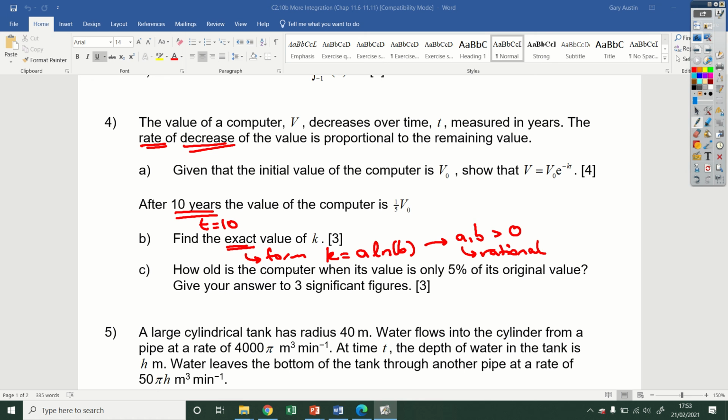And then for part C, how old is the computer when its value is only 5% of its original value? I wouldn't use 5% in your equation. I'd turn that into something more manageable to use, as 0.05. And then it's asking for how old, so that's obviously going to be working out time. Use your value of k as well in your answer for part C, so you can get to just the value of t there. And it also wants the answer to 3 sig fig. Make sure you do that too. Right, 3 marks to work that out, and that finishes off question 4.